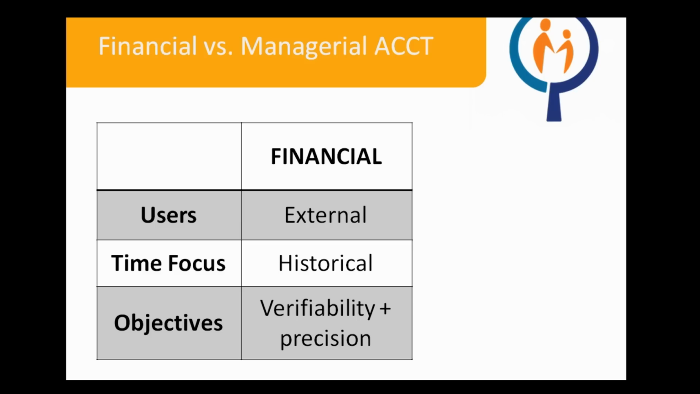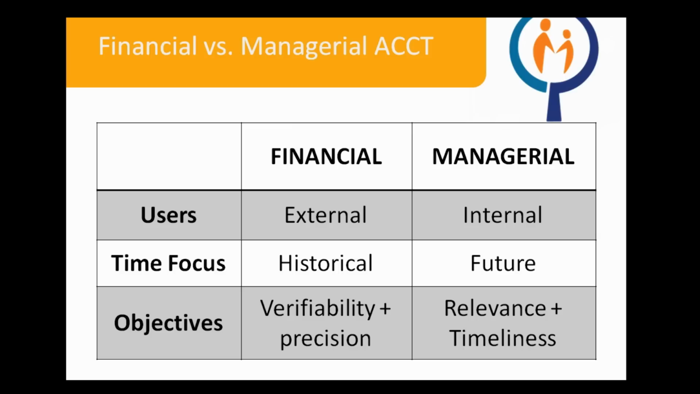In COMM 293, students worked on their financial accounting skills. In other words, students worked on the preparation of external information for shareholders and those outside the organization. Information was based on the past or historical transactions of the firm, and verifiability and precision were emphasized. In managerial accounting, students will work on the preparation of internal information for managers who control and direct a company. Information will focus on the company's future, and particular emphasis will be placed on its relevance for planning and control, as well as its timeliness.